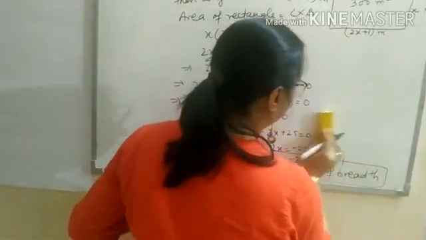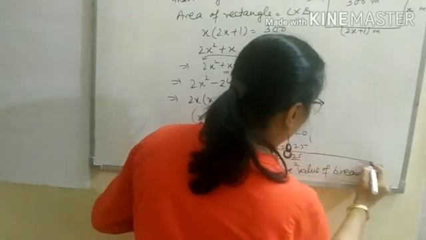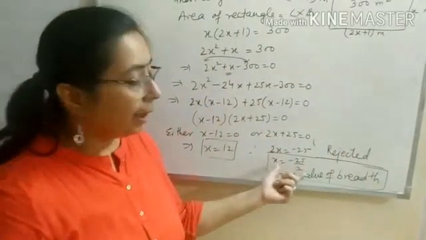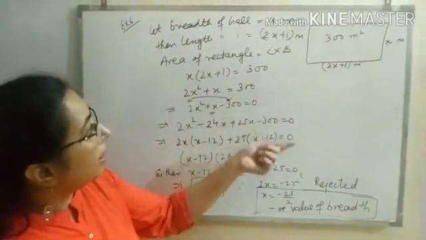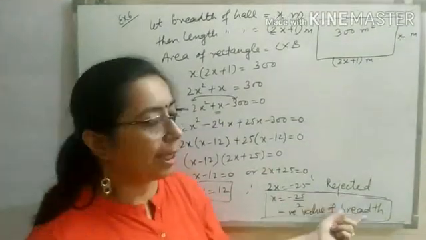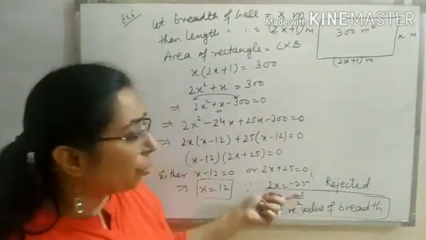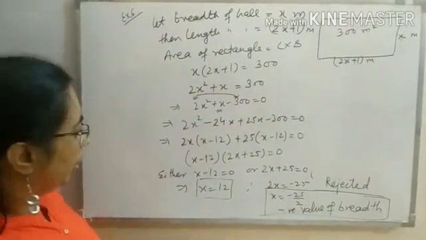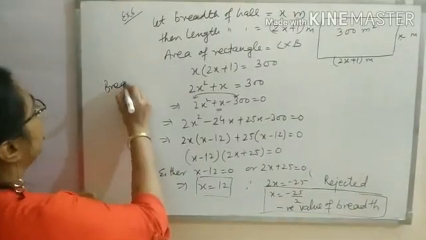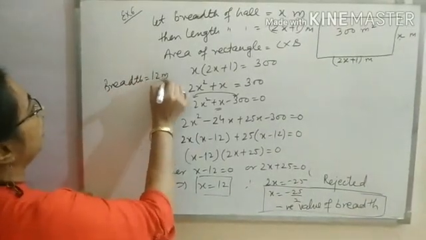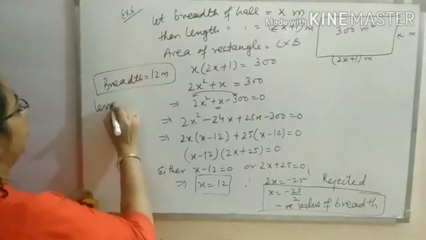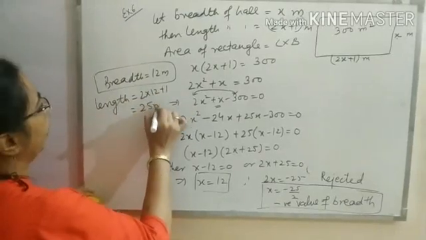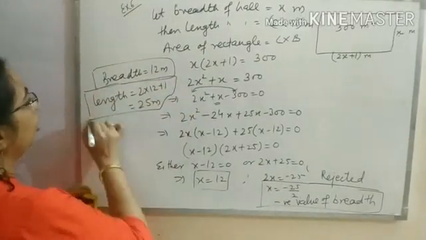Here I am rubbing it. So it will be rejected. Whenever you get one negative value, and in this case breadth cannot be negative, you will reject that value. This step is very important. If you don't reject the value, your marks get deducted. So we will get only one value, that is x is equal to 12. So breadth comes out to be 12 meter, and what will be the length? Length will be 2x plus 1, 2 into 12 plus 1, that gives you 25 meter. So this is the length and breadth of the hall.